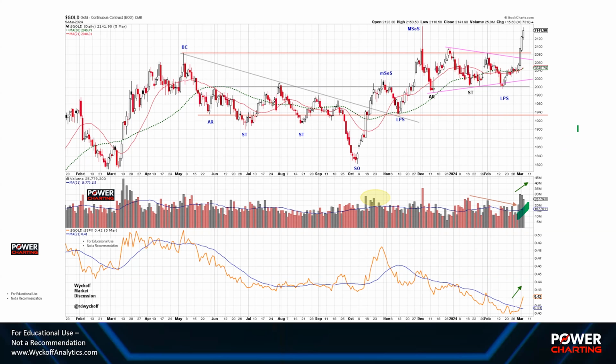Check it out. And also you will see here, I put this yellow circle here so that you could see that the volume off this shakeout in phase B is a very good volume advance back into the trading range, which really confirms that this was in fact a shakeout.